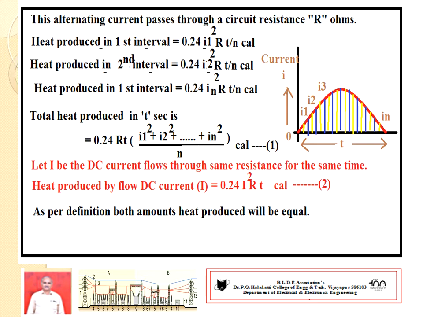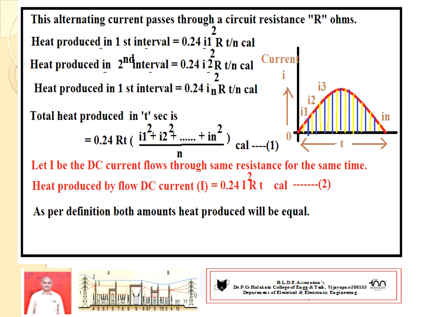In second case, when DC current is applied, when DC current flows through the same resistance for the same time, then amount of heat produced by the flow of DC current is given by 0.24 I square RT calories, because capital I is DC current or steady current. You can call equation 2.